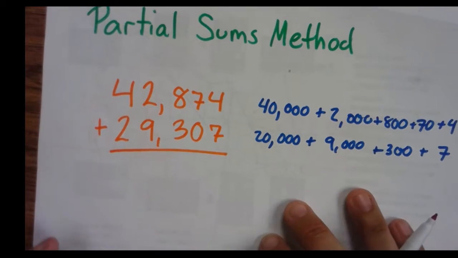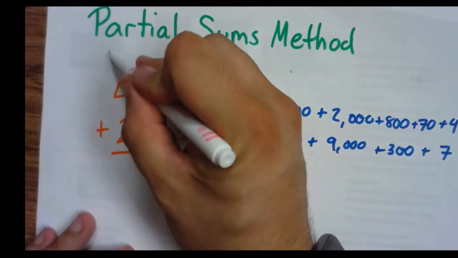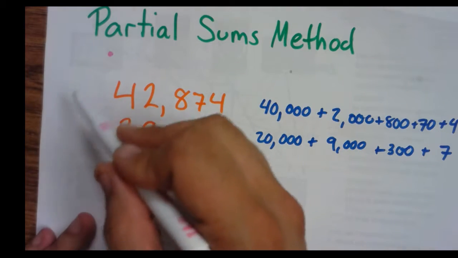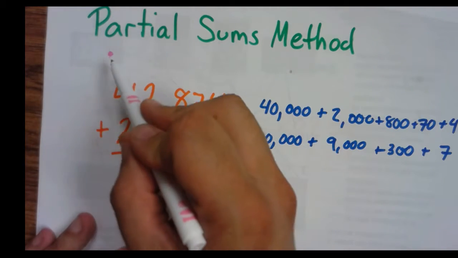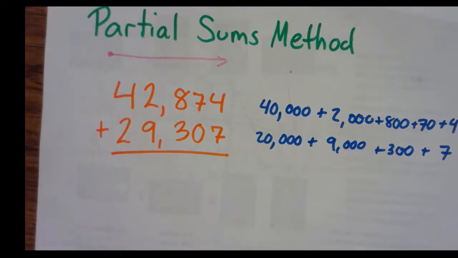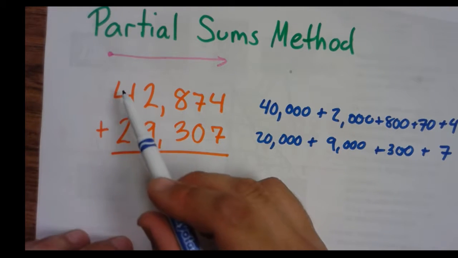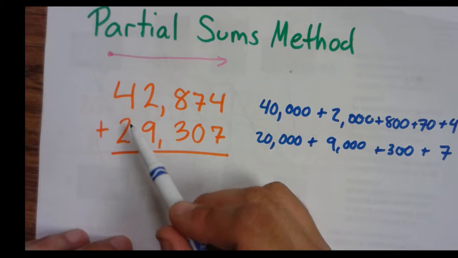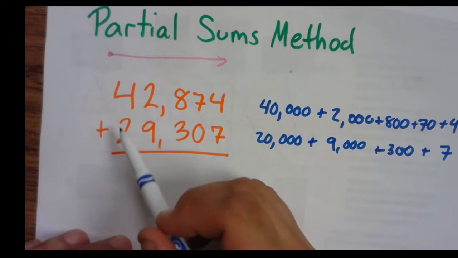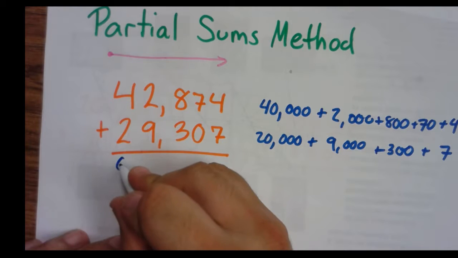But with the partial sums method, you're going to be starting with the largest place value, whether that's, in this case, the 10,000s, or if we had a different problem in the millions, whatever it happened to be. You start with the largest place value, and then you'll work your way over to the smaller place values. And here's what we do. So I have here 4 plus 2. Well, that's not really 4 plus 2. That's 40,000 plus 20,000.